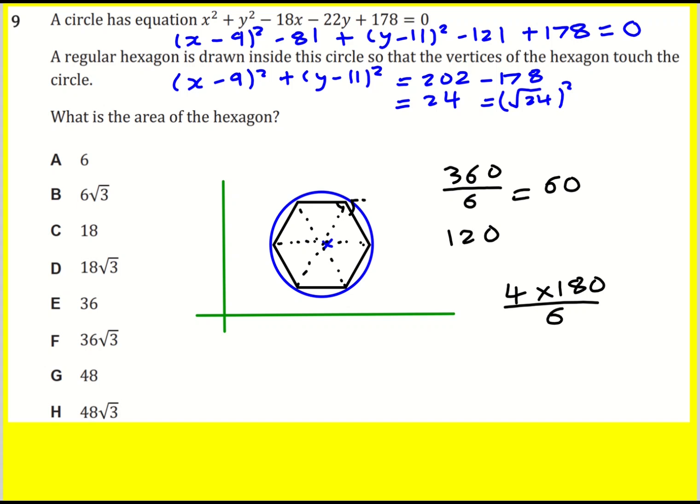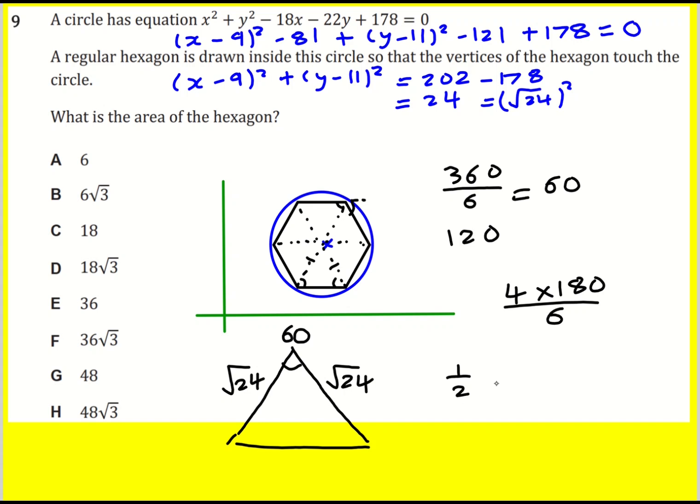So to find the area of the hexagon, we find the area of one of the triangles and times by 6. And they're equilateral, and we know the radius. So we know each side is root 24. And we know the angle is going to be 60 here, because it's 360 divided by 6, and you can also see it's 60 here, 60 here, and these are the same, however you want to do it. So there's 2 ways you can do it now. The quickest way is to use a half ab sine C. So it'll be a half times root 24 squared times sine 60.